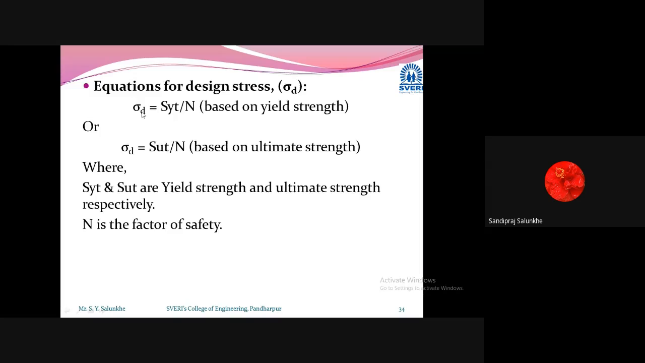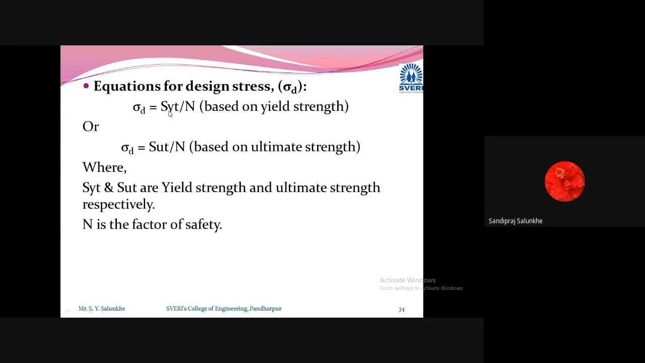Okay. So this design stress can be calculated as ultimate tensile strength divided by N. Now this N is the factor of safety. This N will be decided by the designer. On what basis you decide that value, we will see further. We have seen this for ductile materials, and for brittle materials the design stress is equal to ultimate stress divided by factor of safety.